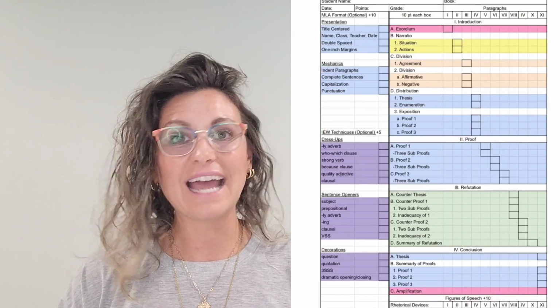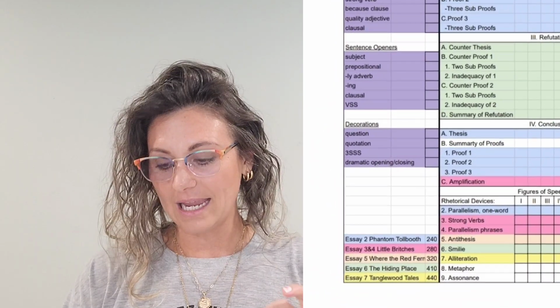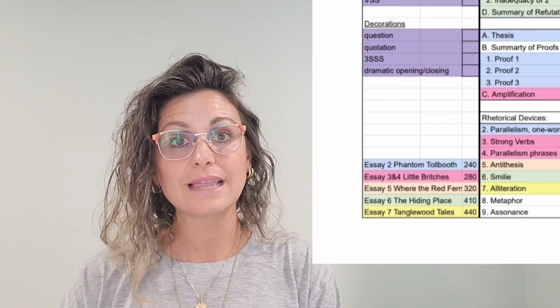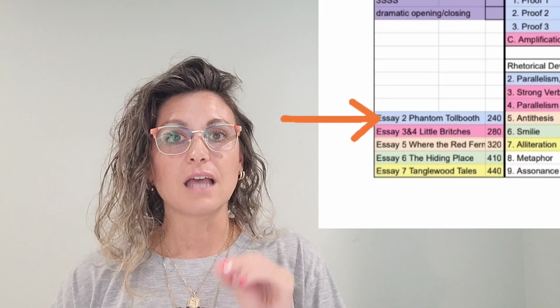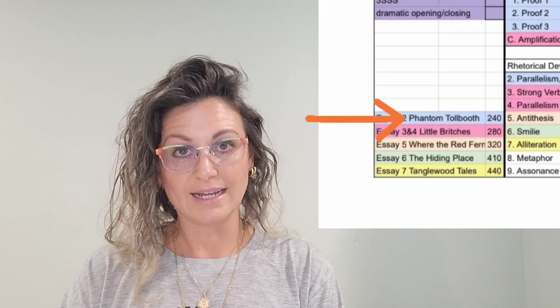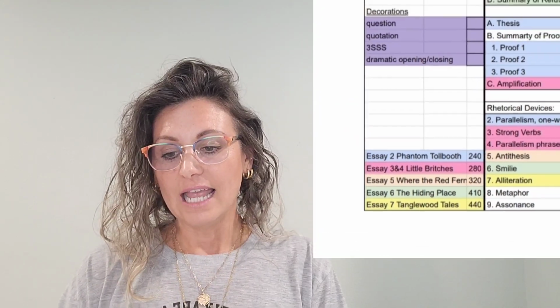They will not be adding anything to that next year in Challenge 1 when they move on to Essays 8 and 9. Okay, so when we look at this, we're going to start with Essay 2. That means all of the blue highlighting in the outline is required.